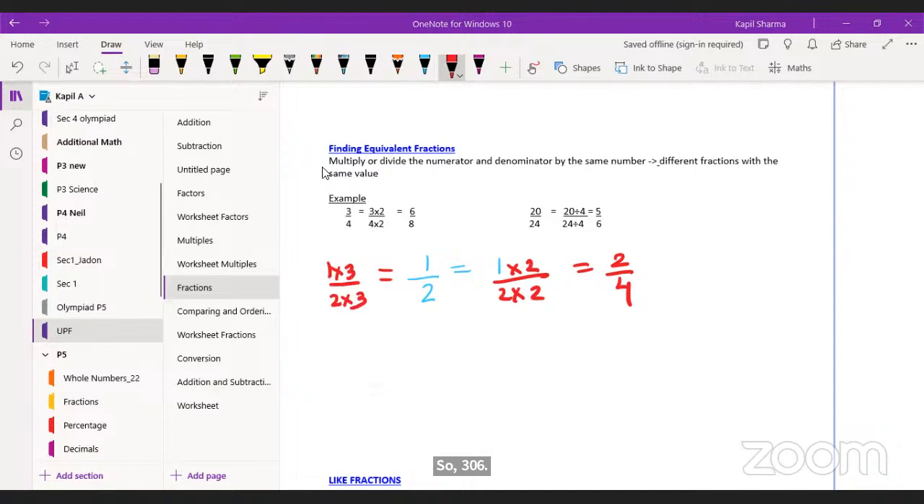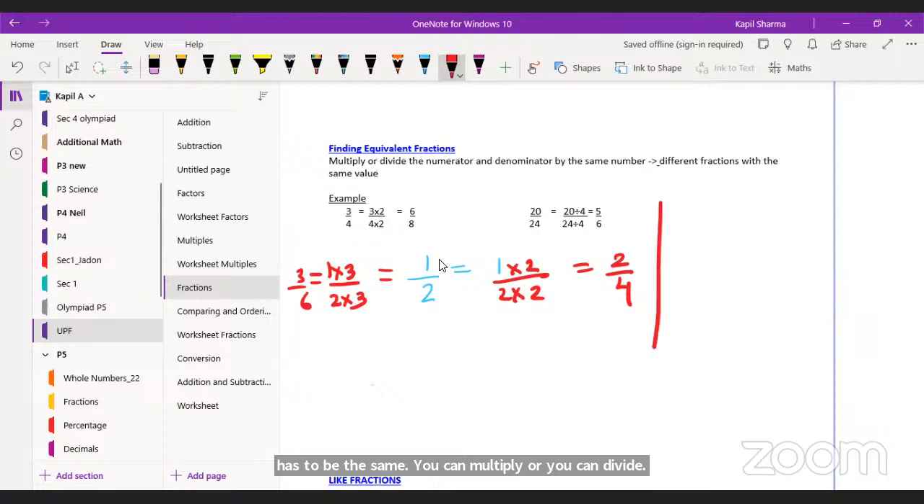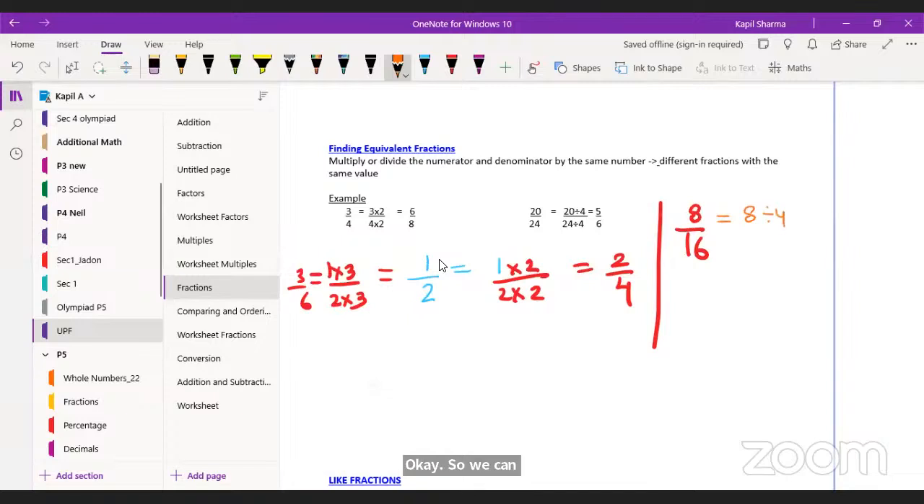You can pick any number. You just need to ensure that you're multiplying the numerator and denominator by the same number. Okay? It has to be the same. We can multiply or we can divide. Similarly, let's say if you want to divide, let's say you have 8 over 16. Okay? So we can divide the numerator by 4 and denominator by 4. So 2 over 4 and so on.